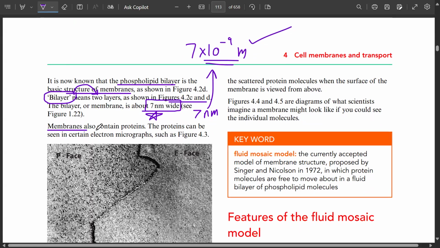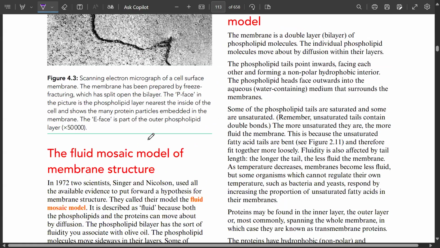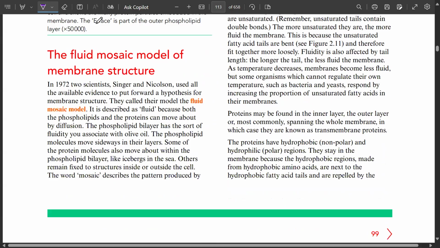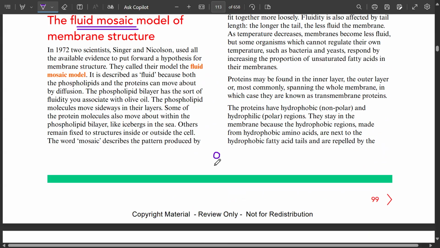Now membranes also contain proteins. And these proteins can be seen in the electron micrographs as well. And due to the presence of those proteins, we call the structure of the membrane the fluid mosaic model. Why do we call it fluid? Because we have these hydrophilic heads, but in between we have some protein molecules as well, like this. Then another protein molecule comes.